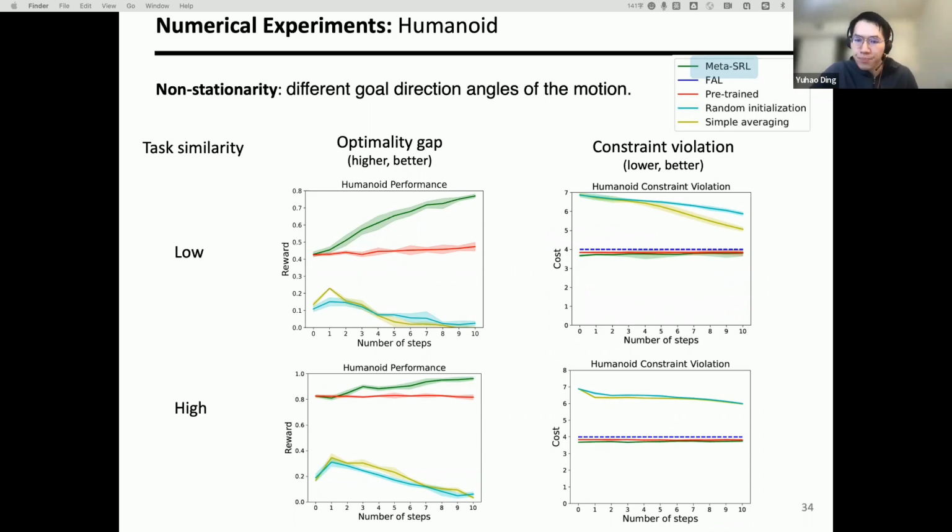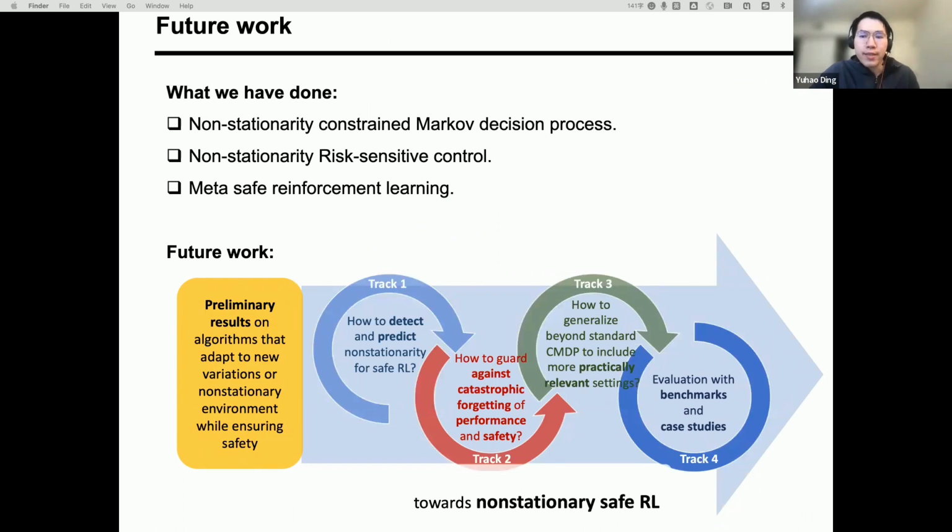leave these details. In summary, this project develops a set of computational tools with a rigorous analysis for the design of safe RL algorithms in the presence of non-stationarity. In particular, we consider the non-stationary constrained MDP, the non-stationary risk-sensitive RL, and the meta-safe reinforcement learning framework. Based on our current results, the future investigation includes incorporating more accurate detection and prediction of non-stationarity, and also getting the agent to adapt safely without forgetting the critical strategies or the critical safety requirements learned from prior tasks.